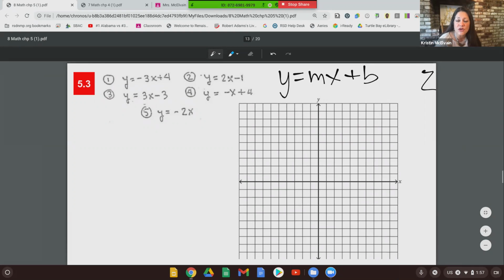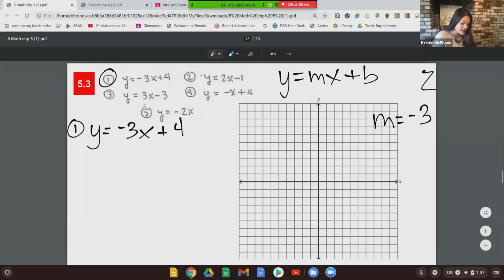Another way that you can show your work is to identify your slope and your y-intercept. So you could graph it that way as well. Okay, so number 1 is y equals negative 3x plus 4. Okay, so couple things. First of all, we know that our m is negative 3. Didn't we just graph this one? And our y-intercept is 4.